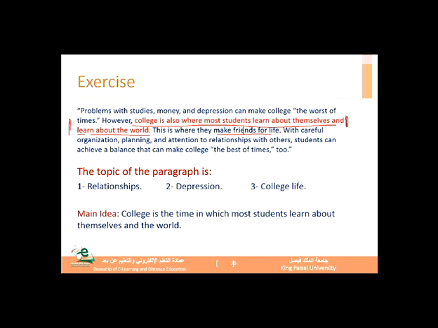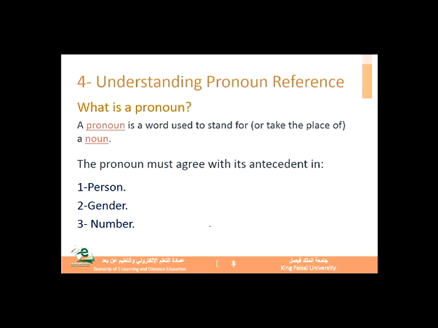So this is related to the sentence. With careful organization, planning, and attention, students can achieve a balance, and so on. This is also related to that sentence. Students can learn about themselves and about the world. So they learn about themselves, how to make friends, how to be organized, how to plan, how to pay attention to relationships. These are supporting details for the general sentence, which is college is also where most students learn about themselves and learn about the world. This is general. And these sentences support that sentence. So this is the main idea. I hope that you found this exercise useful and easy to understand.